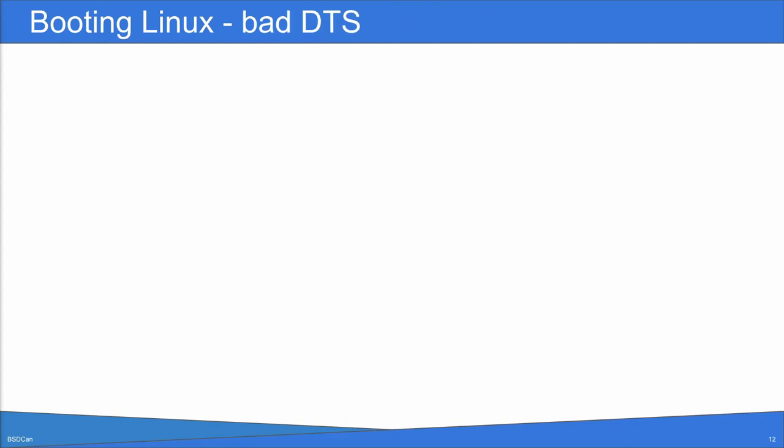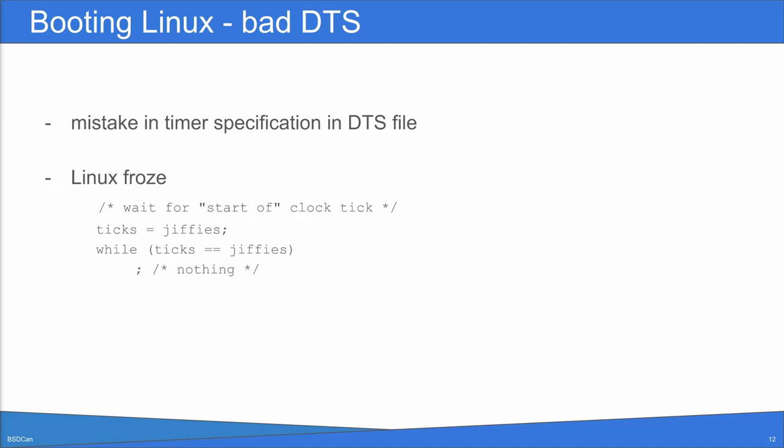One interesting issue is that I specified a bad timer in the device tree source. I think I forgot to mention the interrupt controller for the timer. It was a bad device pass-through for the timer, and the guest could not access the timer properly. The result was that the Linux kernel kind of froze. It has, in the very early parts of the boot process, a code sequence similar to this one: tix equals gfis, and while tix equals gfis, that is, the gfis variable is not updated, it did nothing. So the kernel, because the guest timer was not accessible, could not update gfis, and as a consequence, the Linux kernel kind of froze.